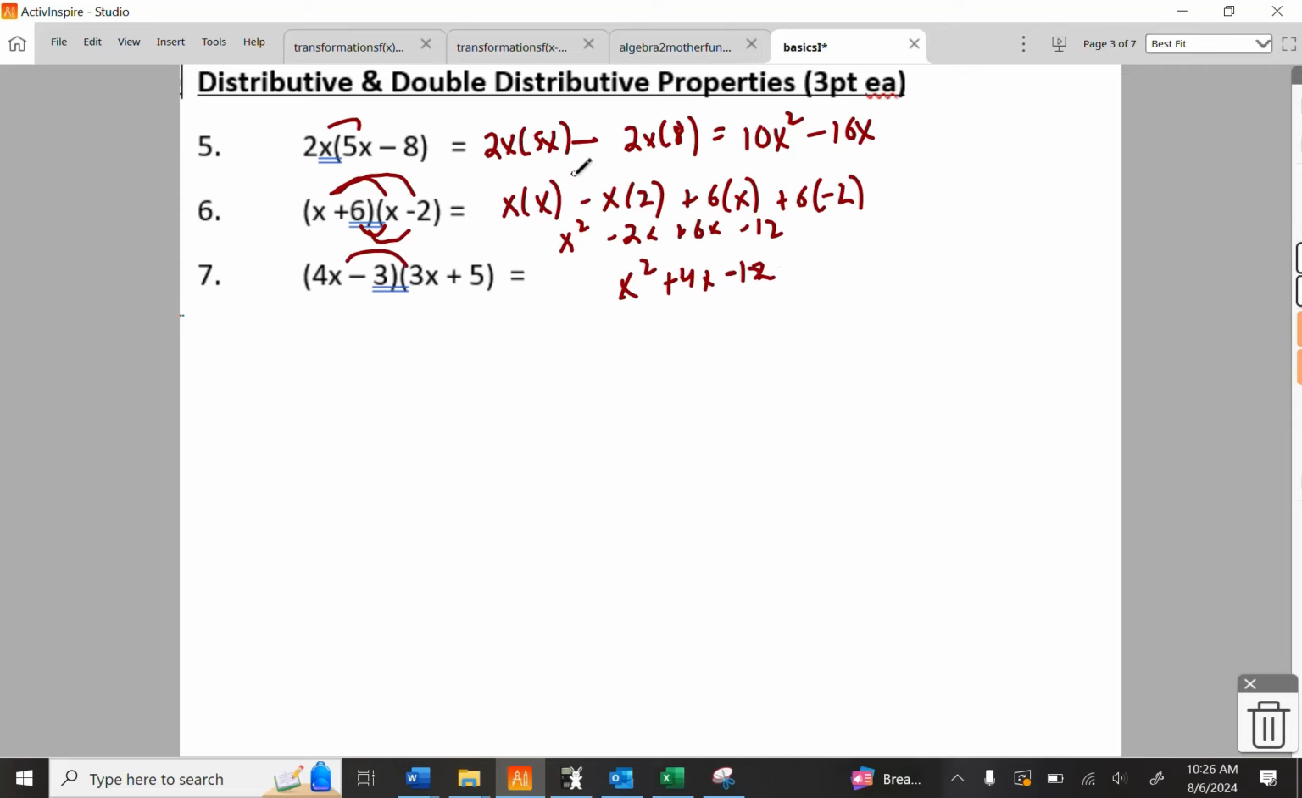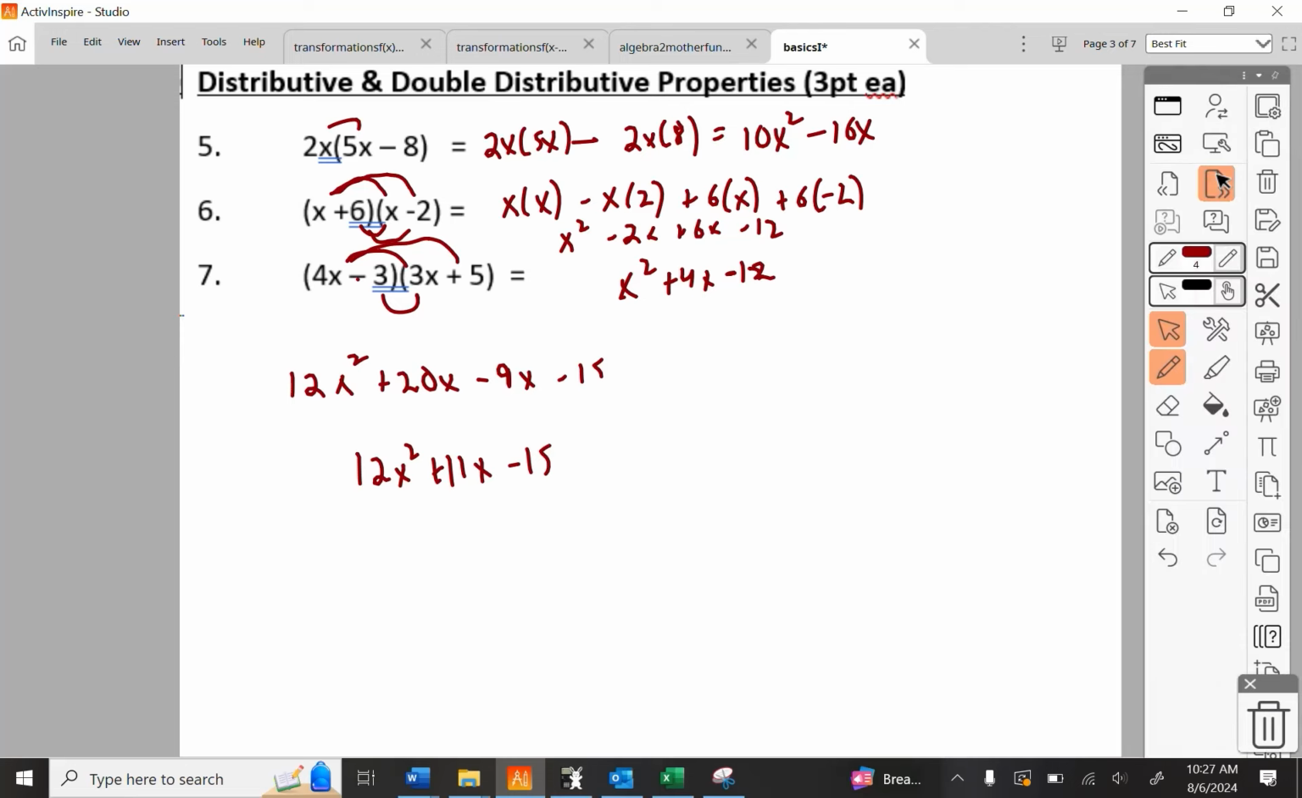And I'm not going to show all the steps on 7 because I'm not that kind of person. 4x times 3x is 12x squared. Moving on to the 5. 4x times 5 is 20x. Do not forget about that x. Moving inside now. Negative 3 times 3x. 3 times 3 is 9x. A negative times a positive is negative. Negative 3 times 5 is minus 15. And then we have the cleanup operation. 12x squared plus 11x minus a 15. There we go. Easy peasy Japanesey.